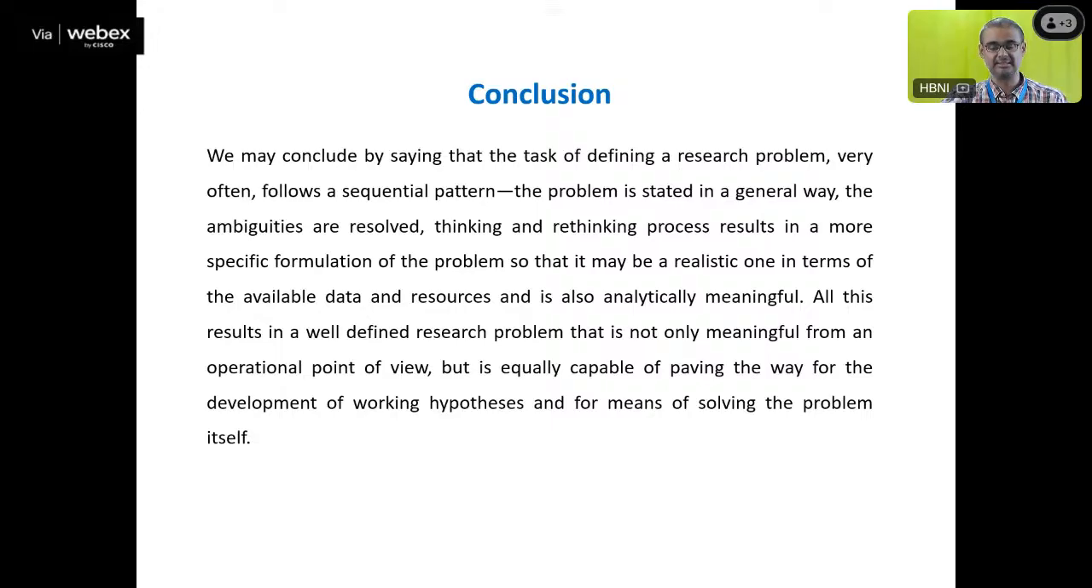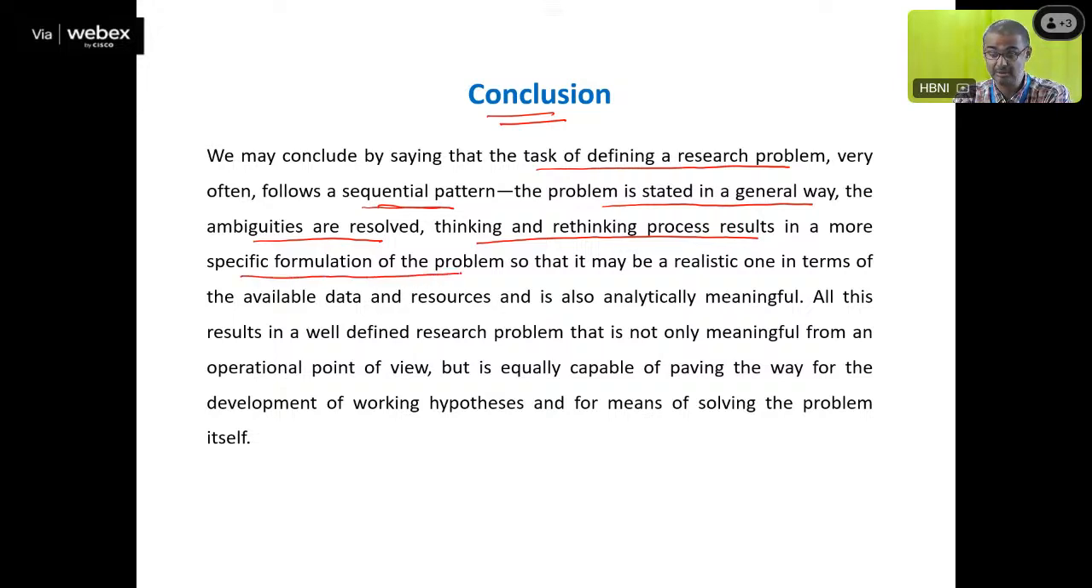So what do we conclude from today's discussion? We may conclude by saying that the task of defining a research problem very often follows a sequential pattern. What is the sequence? The problem is stated in a general way. Ambiguities are resolved. Thinking and rethinking results in a more specific formulation of the problem, so that it can be a realistic one in terms of available data and resources, and also analytically meaningful. All this results in a well-defined research problem.